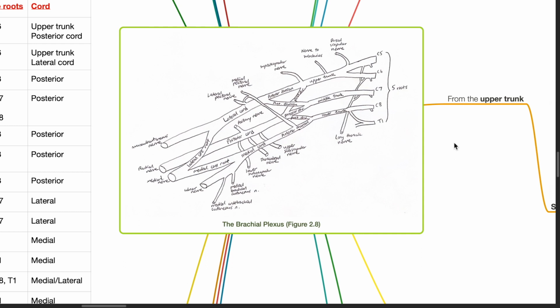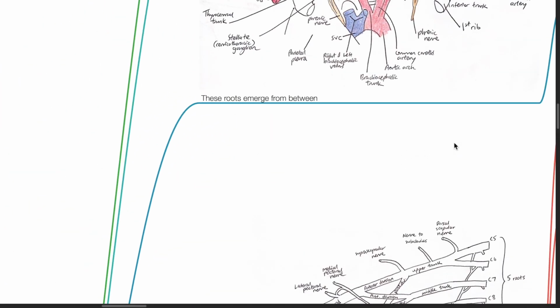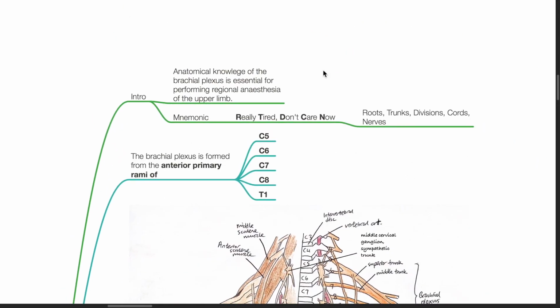Today we will be discussing the brachial plexus anatomy. Anatomical knowledge of the brachial plexus is essential for performing regional anesthesia of the upper limb. A useful mnemonic is "really tired, don't care now," which stands for roots, trunks, divisions, cords, and nerves.